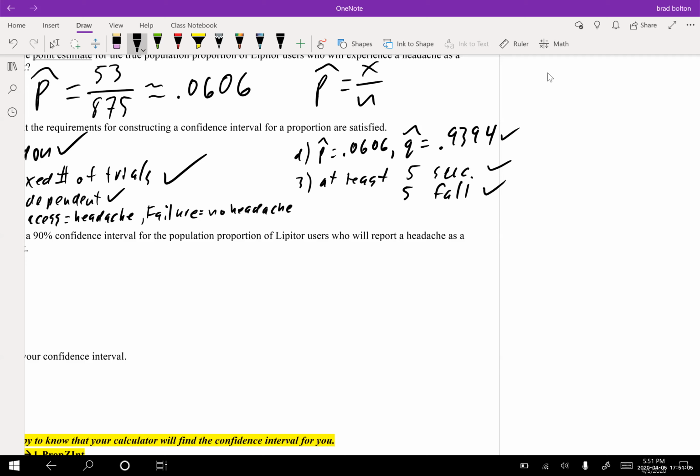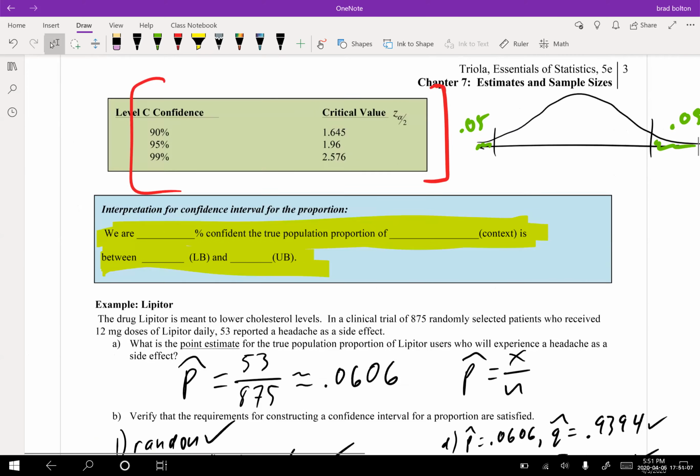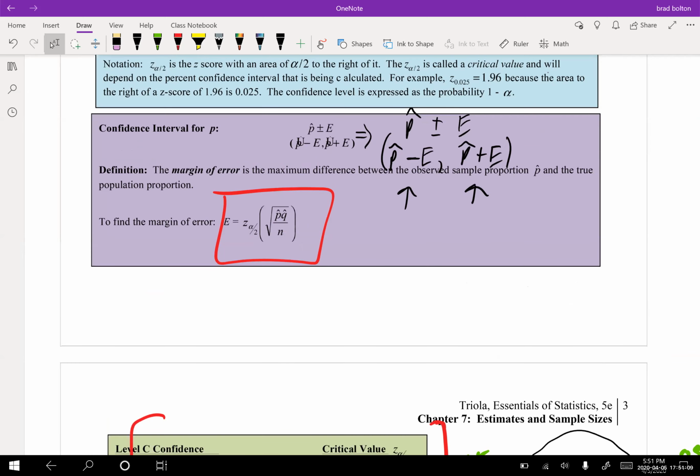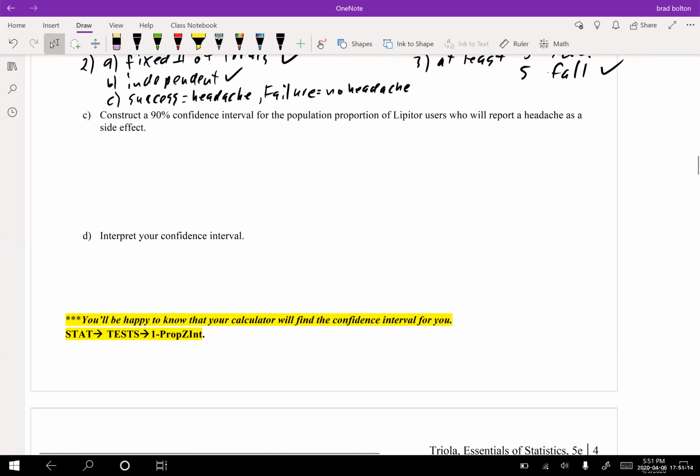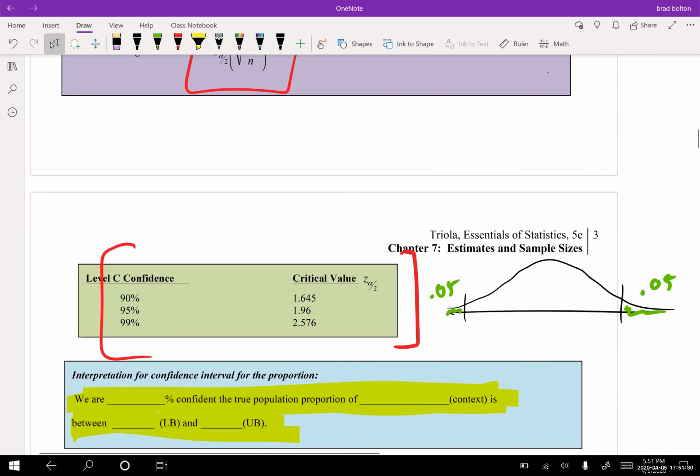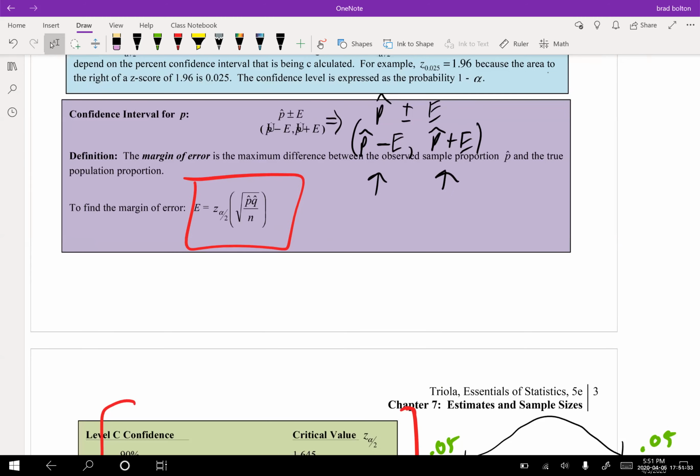So we know we can use this method that they showed us up here to calculate error and build our confidence interval. So we're going to come over here and construct a 90% confidence interval for the population proportion of Lipitor users who will report headache as a side effect. Well, I already know my point estimate. If I scroll up, you guys see that we need 2 things: our point estimate and our error. We already know our point estimate, so let's find our error.